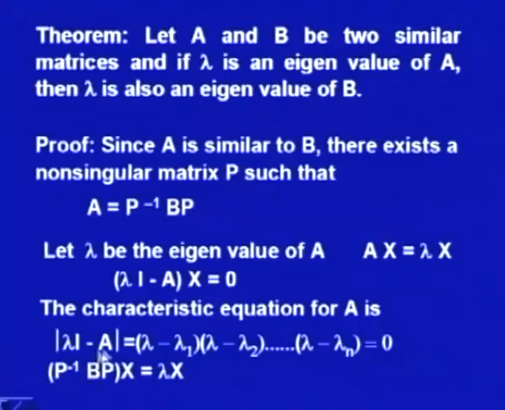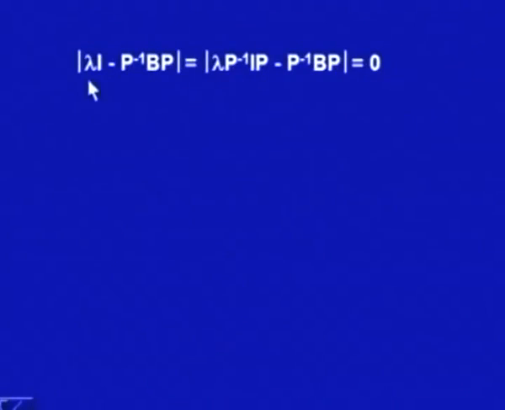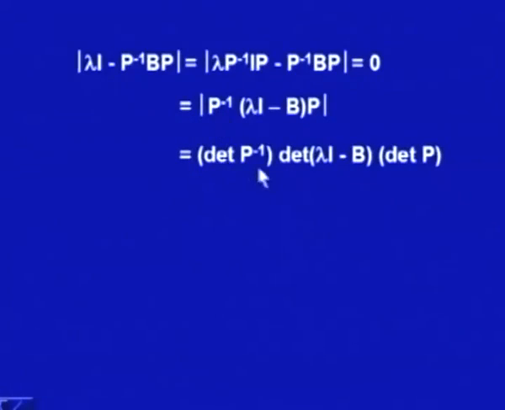Now, since A and B are similar, so we can say P inverse BPx is equal to lambda x. So, I have written the value of A in this equation, and this gives me lambda I minus P inverse BP is equal to lambda P inverse IP minus P inverse BP is equal to 0. So, lambda I have written in this manner. So, lambda P inverse IP minus P inverse BP equal to 0, and that gives me that determinant of P inverse into lambda I minus B into P is equal to 0, and this simply means the determinant of P inverse into determinant of lambda I minus B into determinant of P, and that gives me determinant of lambda I minus B.